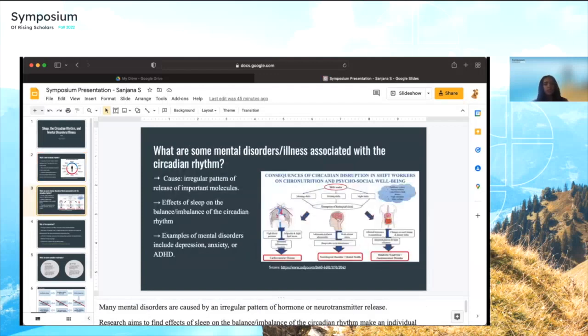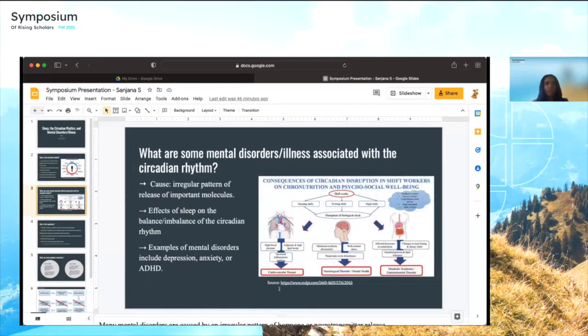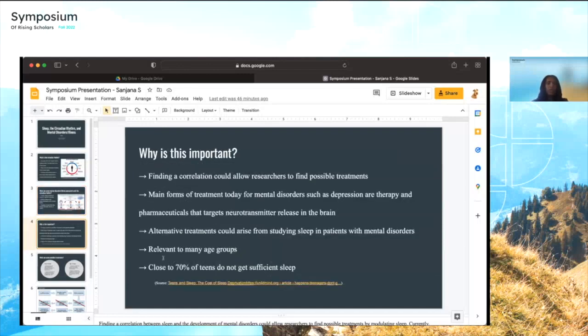What are some mental disorders or illnesses associated with the circadian rhythm? My research aims to find effects of sleep on the balance or imbalance of the circadian rhythm that makes an individual more prone to developing mental disorders such as anxiety, depression, or ADHD. Why is this important? Finding a correlation between sleep and the development of mental disorders would allow researchers to find possible treatments by modulating sleep.